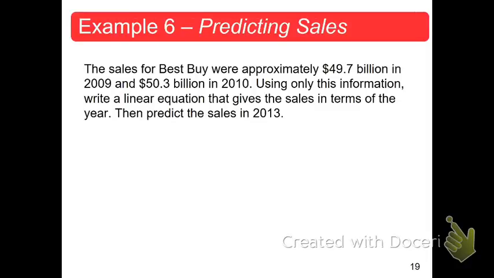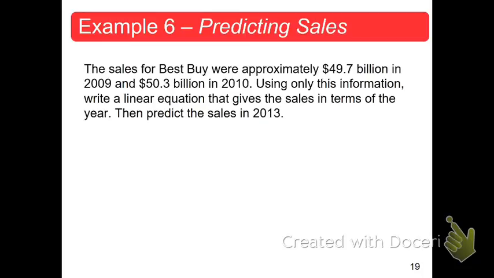Okay, the sales for Best Buy were approximately $49.7 billion in 2009 and $50.3 billion in 2010. Using only this information, write a linear equation that gives the sales in terms of the year, then predict the sales in 2013. All right, we did one somewhat similar to this in, I think, the 1.1 assignment, and we were looking for the midpoint, so it didn't really matter if we put the years first or if we put the amount of money first.